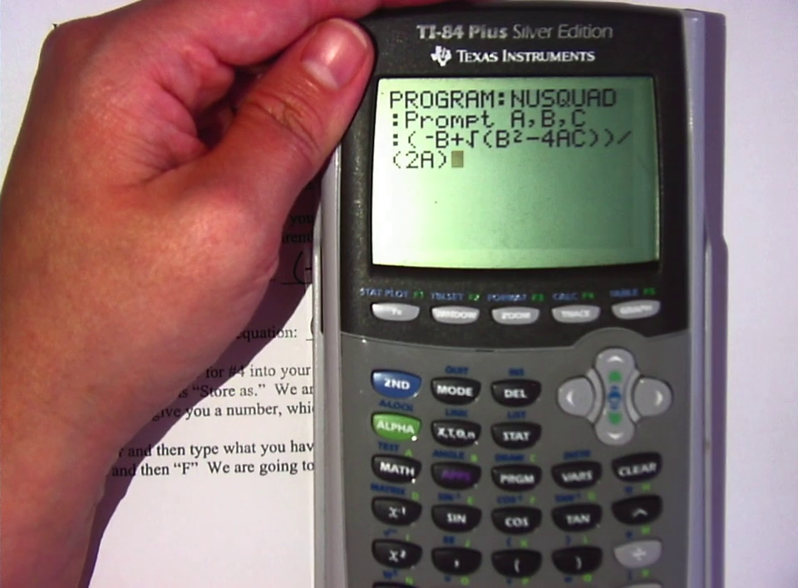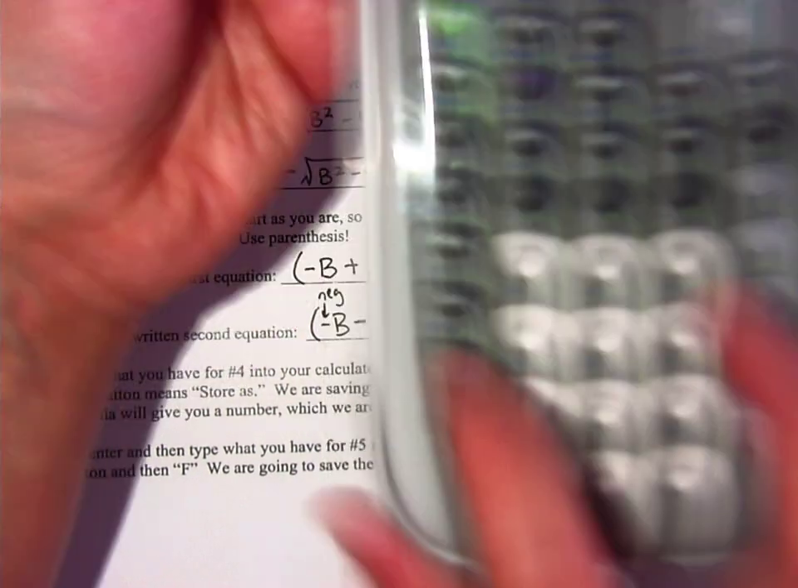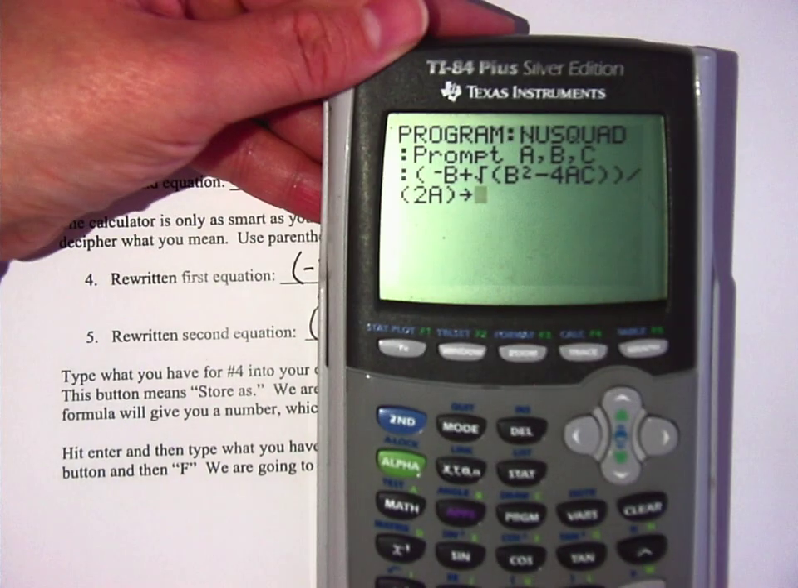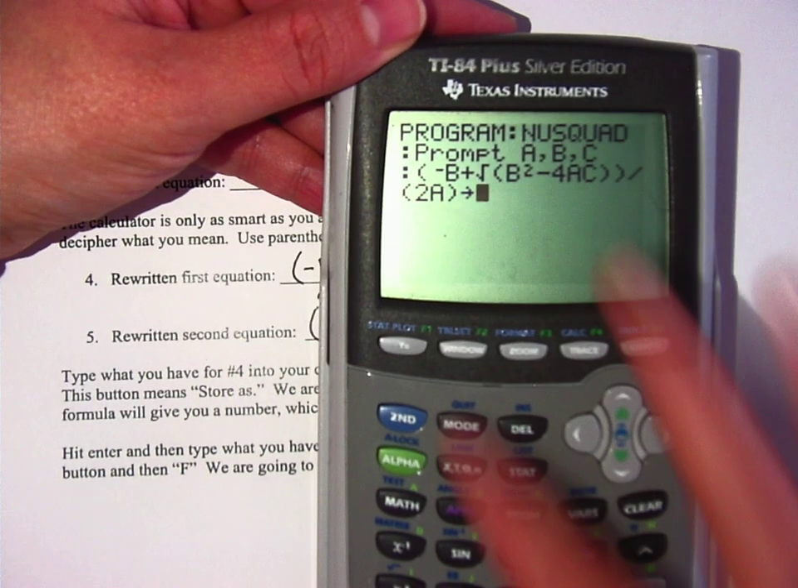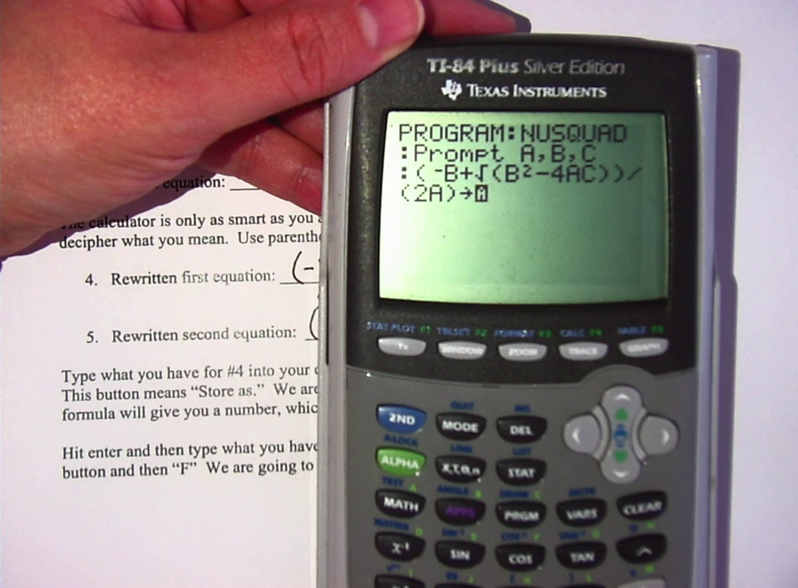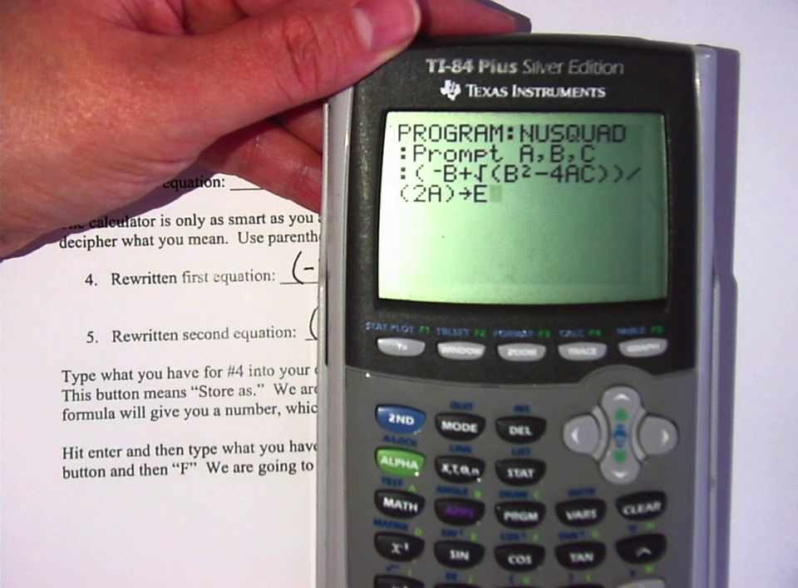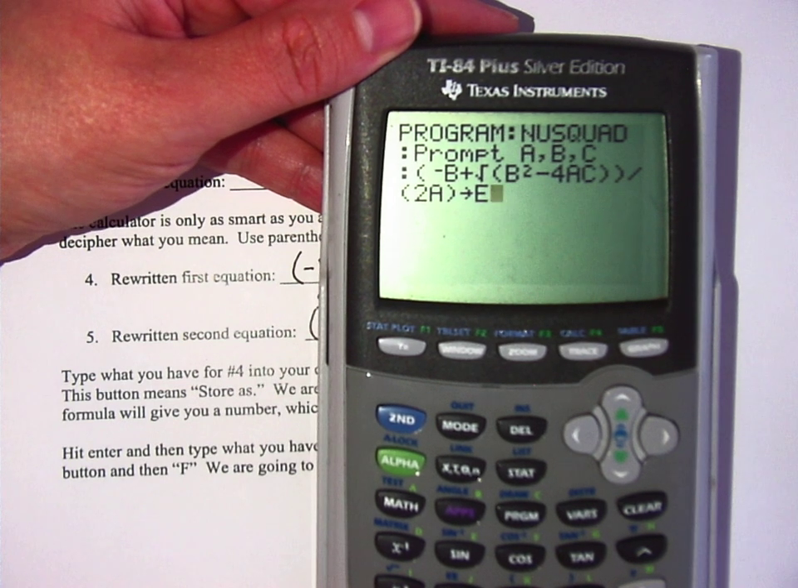All right, now you're going to hit the store key. The store key is right above the on button. It's right here. It says STO. It makes an arrow. And we're going to store it as alpha E. Where'd you find the arrow? Oh, yes. The arrow is STO above the on. All right. Okay, you're going to store it as alpha E. That means I'm taking that answer and storing it in my calculator as E. And then I'm going to hit enter.